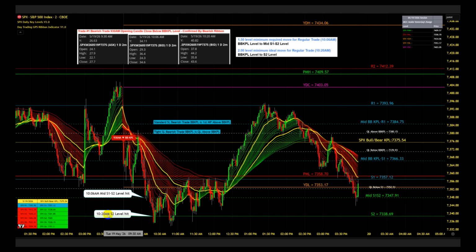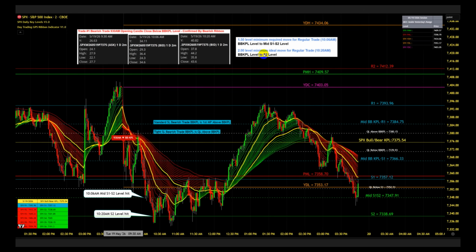Now on the 10:20 a.m. S2 level hit, which is the minimum ideal move, as you can see here, now the bid is $43.60. So your profit is the difference between the cost here on the ask at $27.70 and the bid here at $43.60 on this candle close. And as we mentioned earlier, a two-level move is generally going to be the extent of moves that you see in 80 to 85% of the sessions in normal years and normal volatility environments.